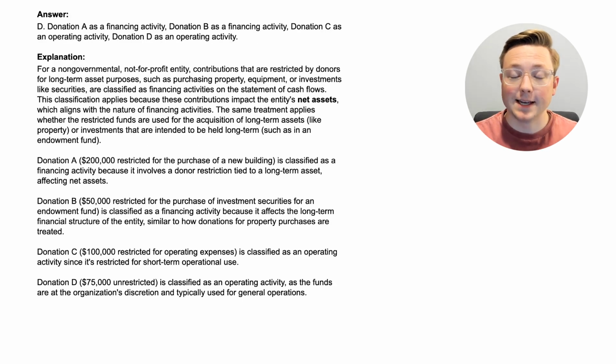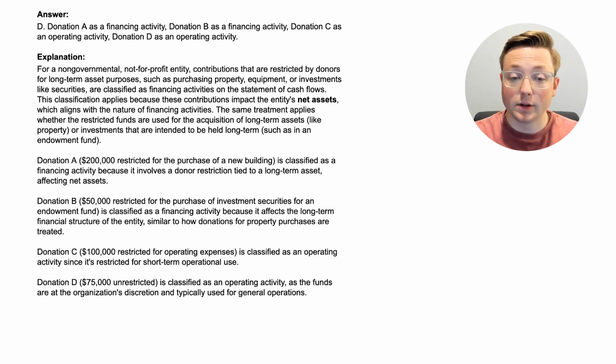All right, here we are at the answer. The answer is D. Donation A was a financing activity, donation B was a financing activity, donation C as an operating activity, and donation D as an operating activity. So let's walk through this. We're going to get some reminders on what typically goes into financing, operating, investing activities, and such.